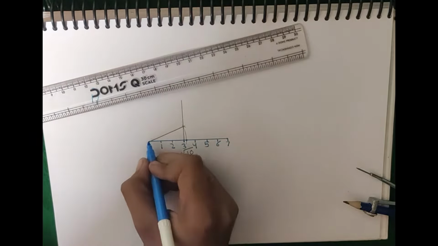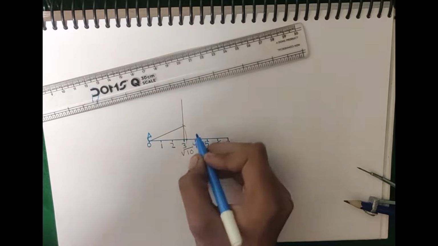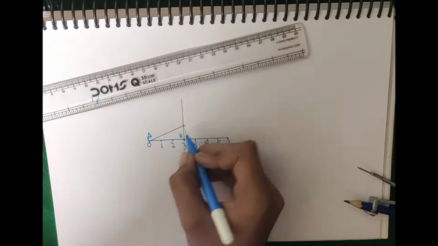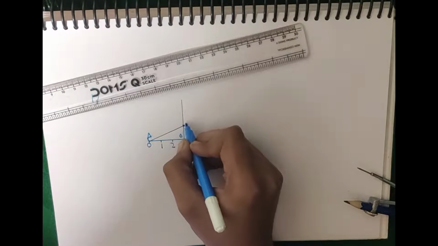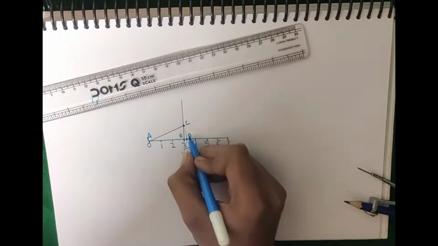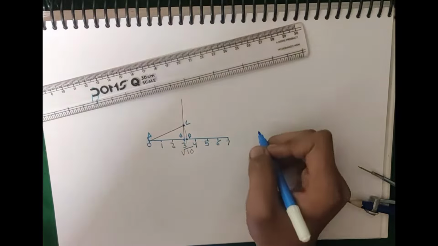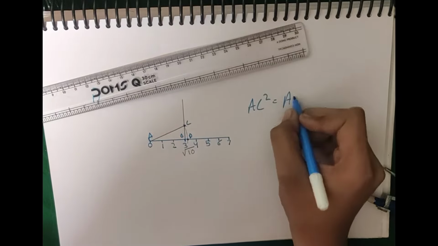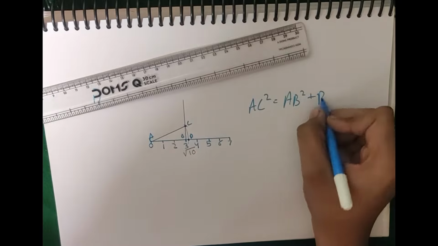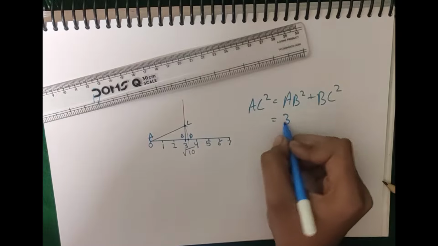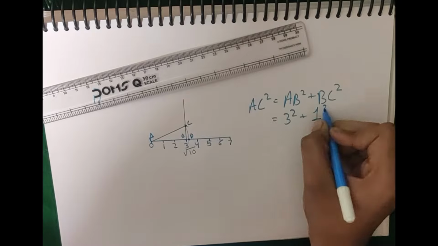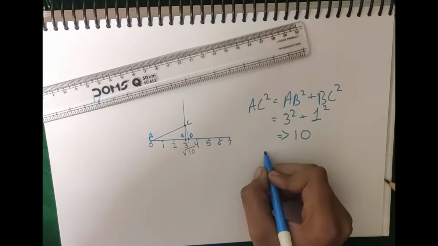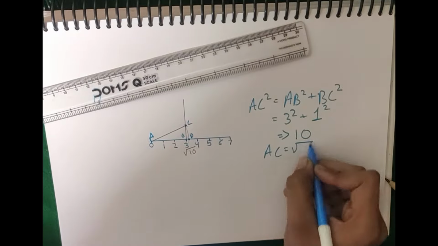Now this is not fulfilled, we also have to write something so the examiner would get to know. So first we will write A here, at the 3 we have to write B, at this point we have to write C, and root 10 equals D. Now you have to write on the answer sheet: AC square equals AB square plus BC square, which equals 3 square plus 1 square, which equals 10. So AC equals root 10.